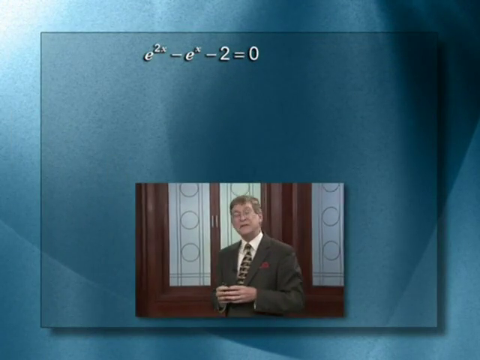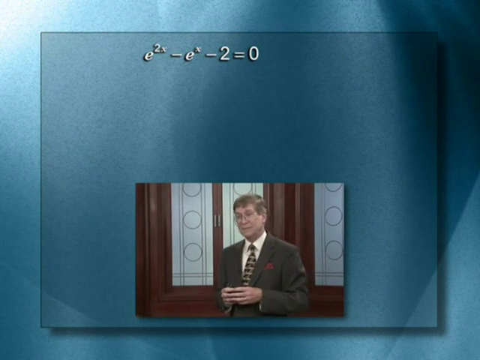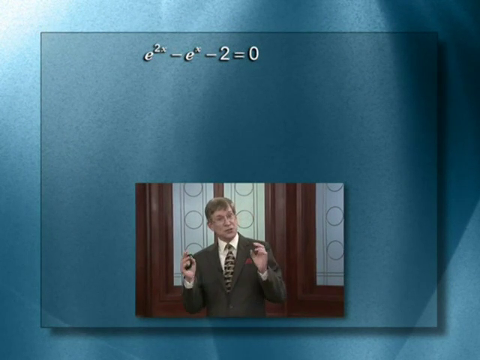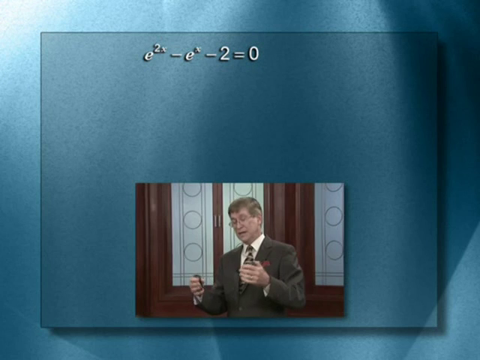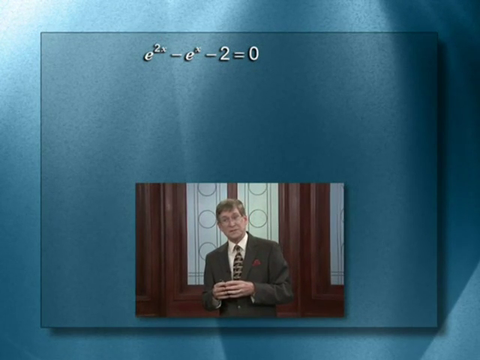All right, let me show you another really interesting problem, and it will bring up another point about extraneous solutions. Here's another equation involving exponential functions. e to the 2x minus e to the x minus 2 equals 0. We're supposed to find the solutions, or equivalently, the zeros of the function. Where does it cross the x-axis?